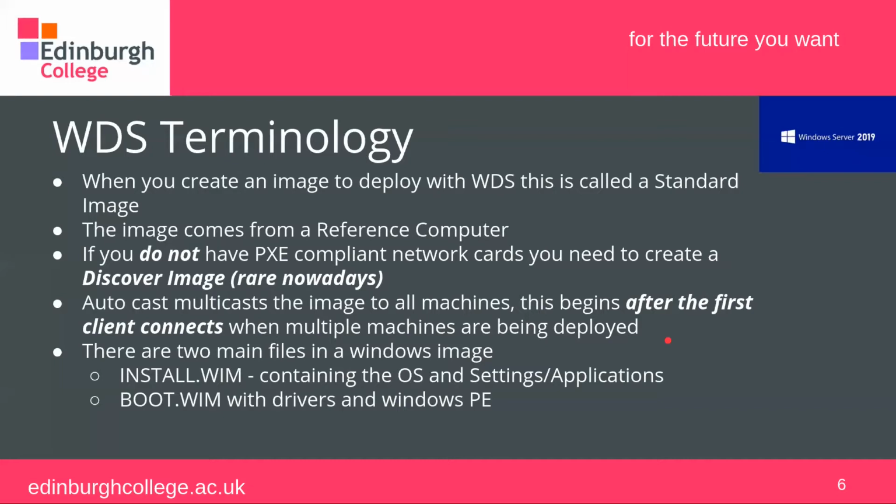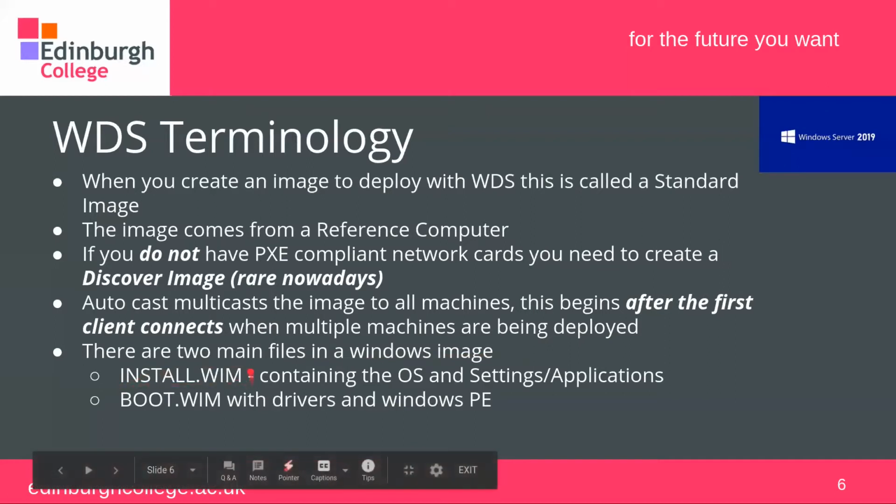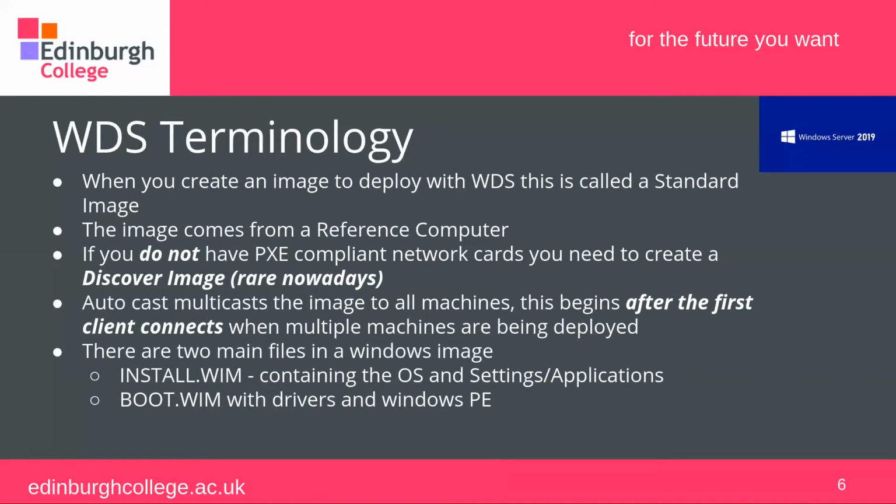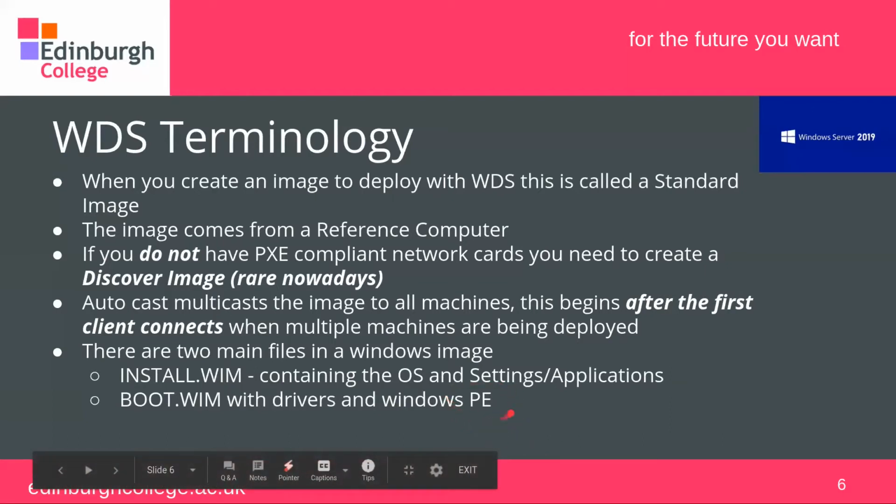Now, there are two main files involved in the deployment of a Windows image. Okay, there are two main parts to a Windows image, and those parts are the install.wim and the boot.wim. Now the boot.wim is probably the simpler of the two, depending on how you look at it. The boot.wim is the first one that we'll encounter. So boot.wim has a thing inside it called Windows PE.